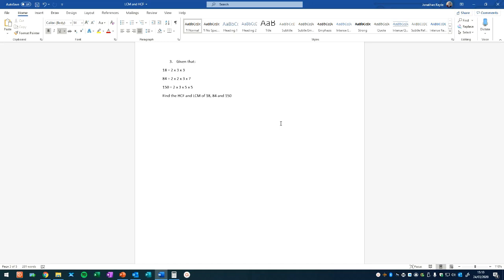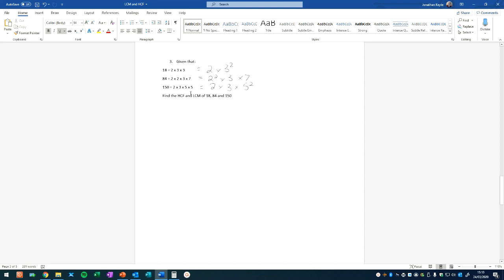So basically, they've done half the job for us. They've already given us the prime factors. Now what I'm going to do is write next to them here what they would be in the shorthand way of writing it. So this would be 2 times 3 squared. This would be 2 squared times 3 times 7. And 150 would be 2 times 3 times 5 squared. Because it's actually easier, when you're working out the HCF, to use these ones, but when you're working out the LCM, it's often easier to write it like this because you can see the higher powers more easily.